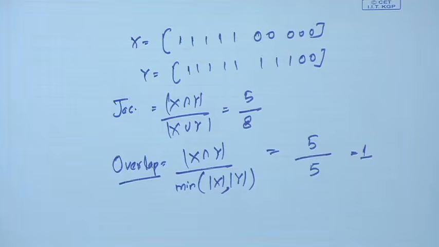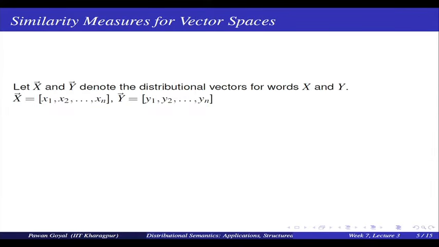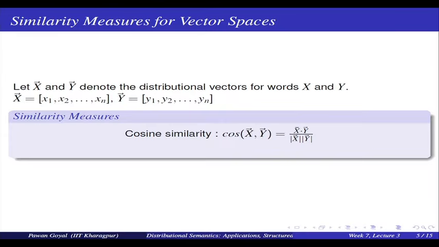So what you are seeing is that the Jaccard coefficient penalizes a small number of shared entries, while the overlap coefficient uses the concept of inclusion, whether one of the entries is completely included in the other one. Now this is if your vectors are binary vectors. Suppose there are real number values, like x and y, in n dimensions. Then you can use simple cosine similarity or Euclidean distance.